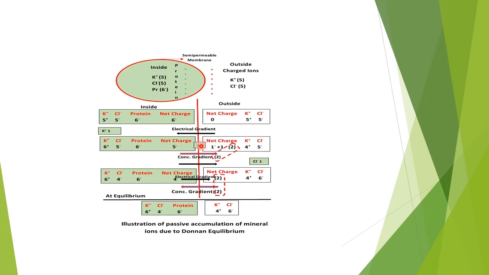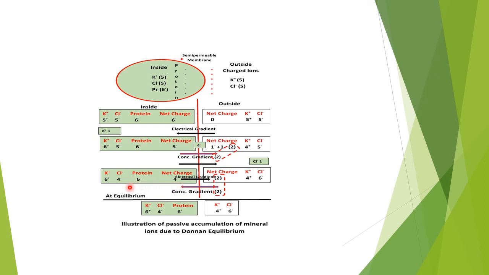And it will help here since there will be a concentration gradient now. The concentration gradient is favorable towards this side because there are 6 potassium here and 4 potassium there. So the concentration gradient will be 2. The situation can again change.